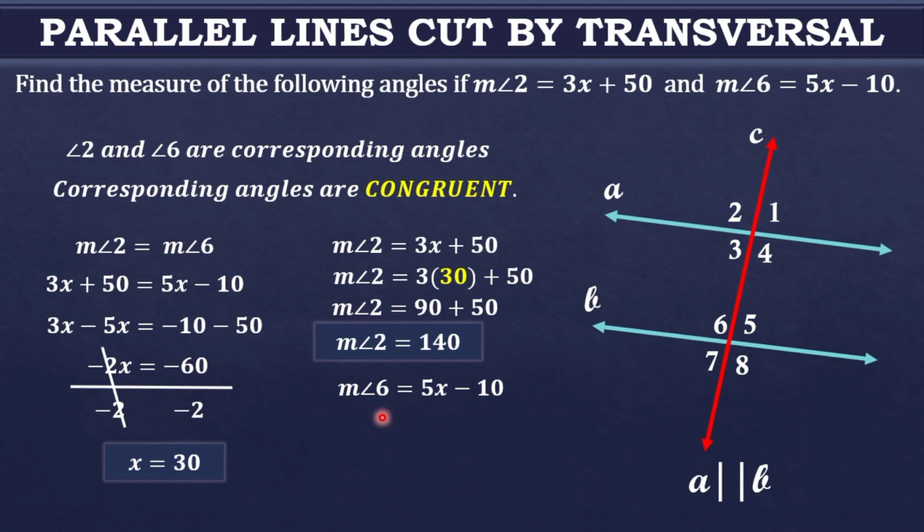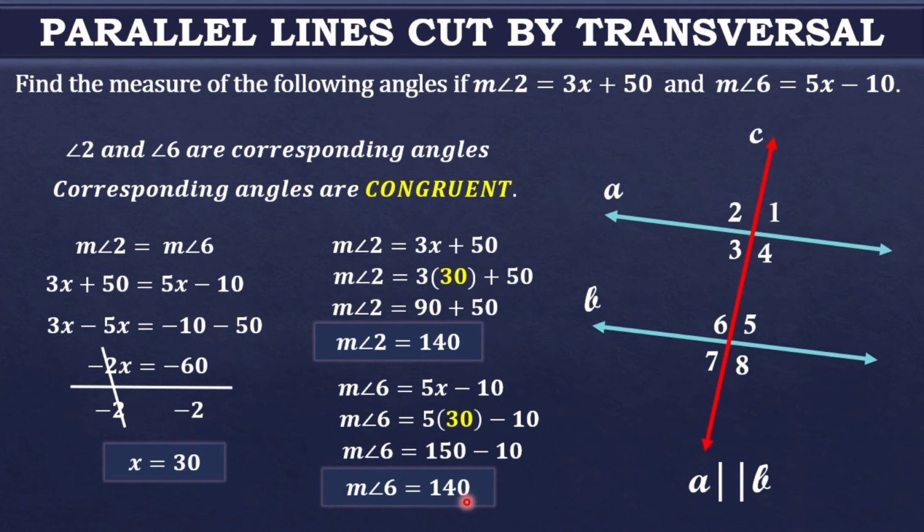So the measure of angle 6 is equal to 5x minus 10. Substitute natin yung nakuha nating value ni x, which is 30. So 5 times 30, that is 150 minus 10. And 150 minus 10, that is 140. So as you can see, the measure of angle 2 is congruent to the measure of angle 6.